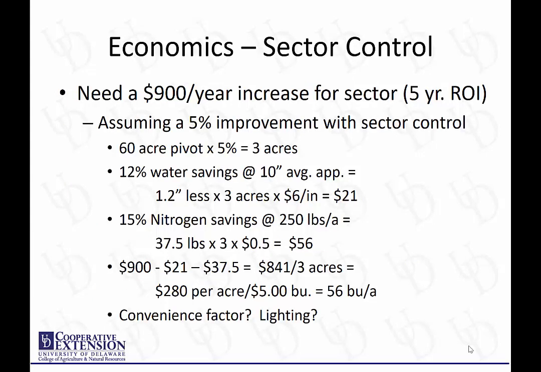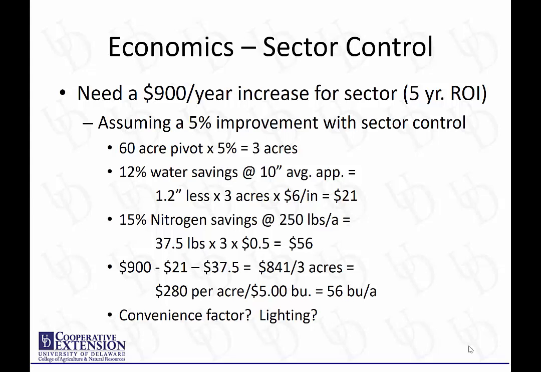Okay, so if we look at that part, we need $900 per year increase for sector control over 3 acres to do the little pie shapes. In the long run, we've got to grow 56 more bushels of corn over 3 acres to justify owning that. So by speeding that system up and down, can we really get 56 more bushels of corn out of it over 3 acres under that system? Maybe you can, maybe you can't.